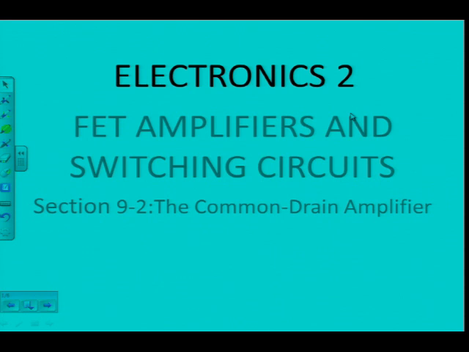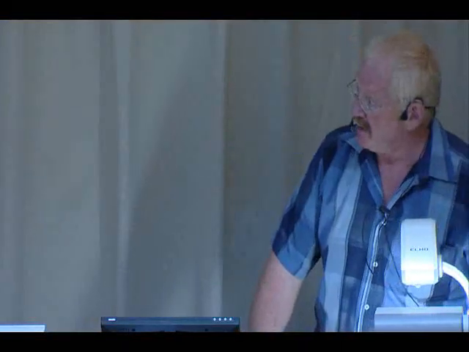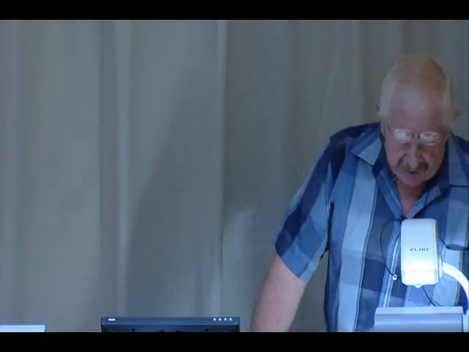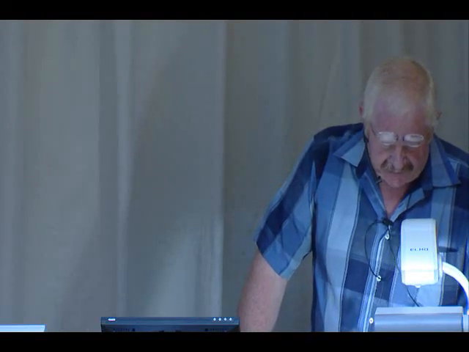Carry on with the field effect transistor amplifiers and switching circuits. Section 9.2, the common drain amplifier. If you refer back to our text on page 448, the common drain amplifier, I've marked the introductory paragraph there. The common drain amplifier is comparable to the common collector BJT amplifier. Recall that the common collector amplifier is called an emitter follower.